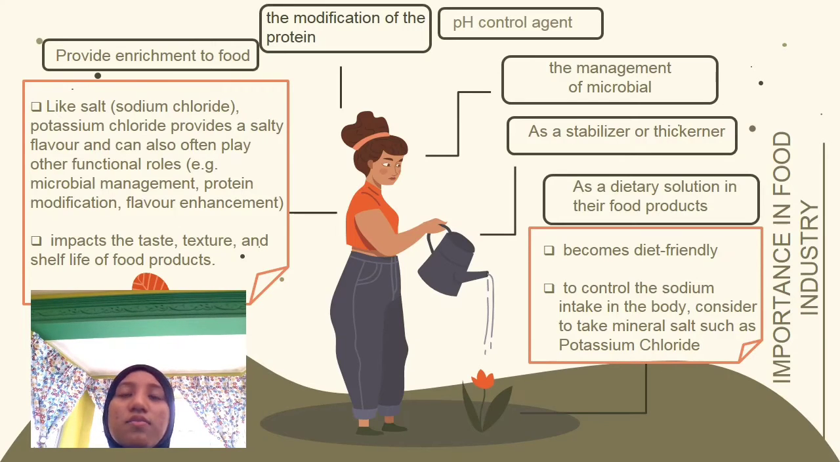As a stabilizer or thickener, it provides structure, viscosity, stability, and other qualities such as maintaining existing color. And the last one, it gives food consistent texture, taste, and mouthfeel.